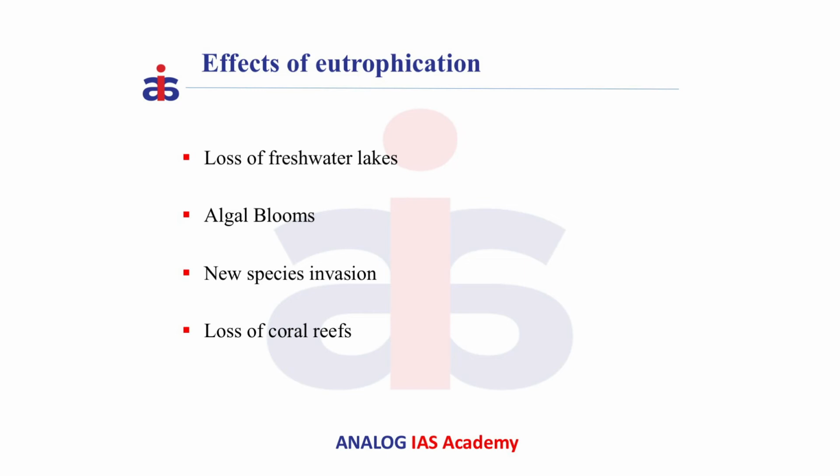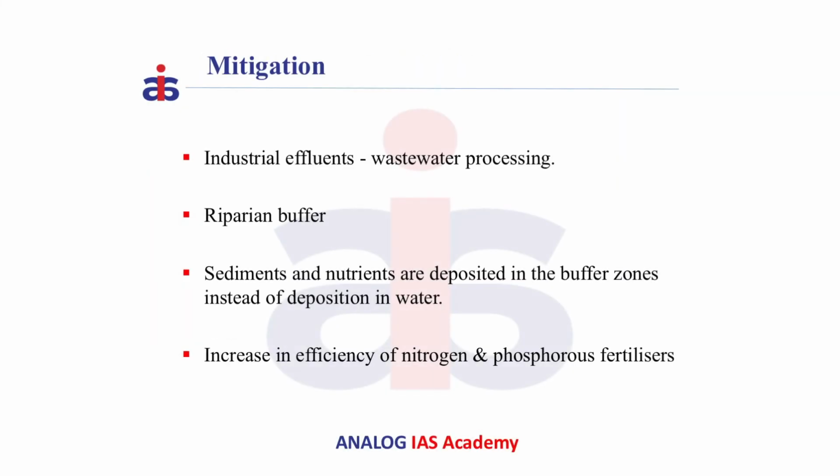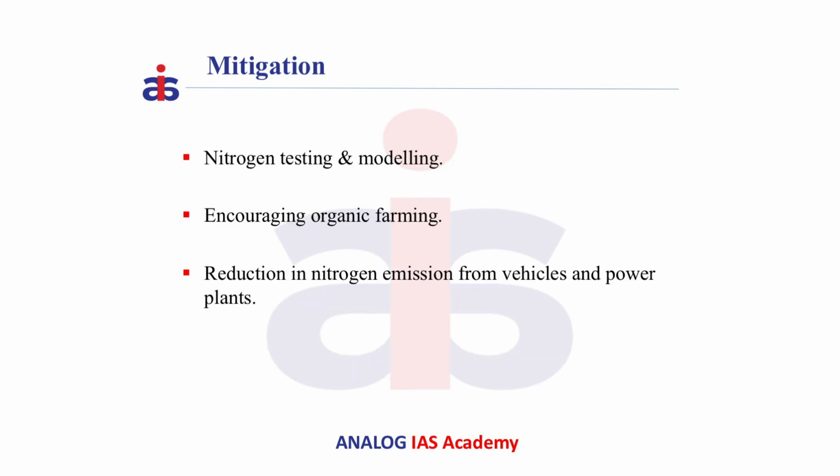Let us see some mitigation measures. They are treating the industrial effluents through wastewater processing before releasing them into lakes. Next, riparian buffer. It is an interface between flowing body of water and land created near the waterways, farms, roads in an attempt to filter pollution. Next, increasing efficiency of nitrogen and phosphorus fertilizers, organic farming and reduction in nitrogen emission from vehicles and power plants.